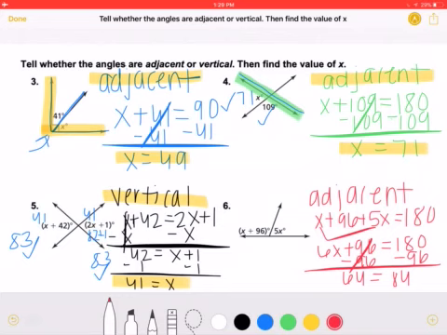Now, I just wrote 64. It gives me 84. So now I have 6X equals 84. So now divide by 6 on both sides. So 84 divided by 6 gives me X equals 14. So this angle, they're adjacent, and X equals 14.